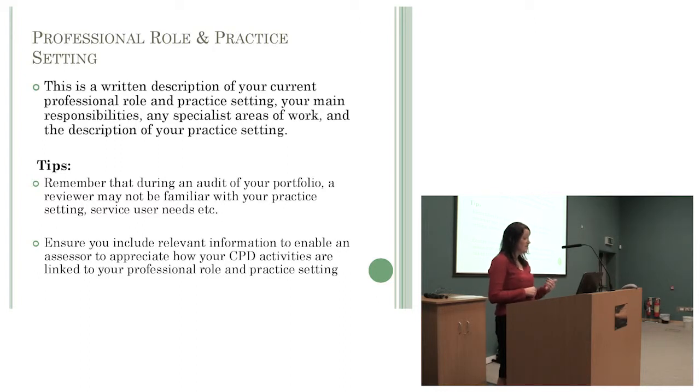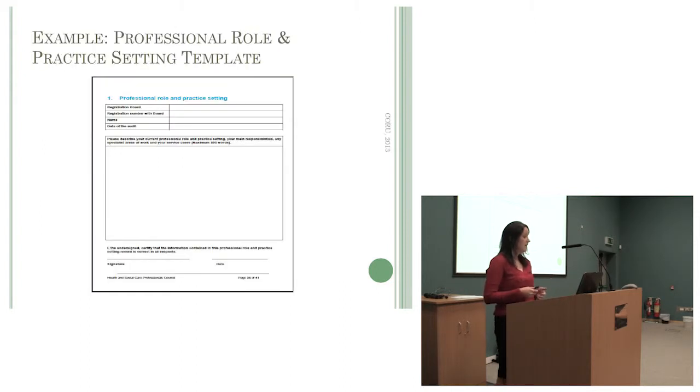Ensure that you include the relevant information to enable that assessor to appreciate the CPD activities and how they're linked to enhancing outcomes for your service users. So this is CORU's template. They ask you in 500 words to give that description, to outline your main responsibilities, your specialist area of work and your service users' needs. It is about your learning needs and it's about your work context, and it's important to ensure the confidentiality of service users or your colleagues as well. So this is not about them, it's an overview of the work that you do.